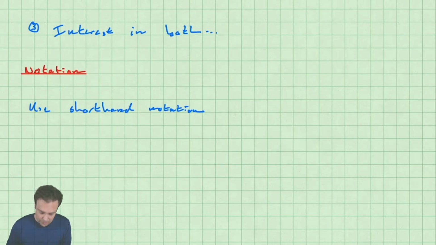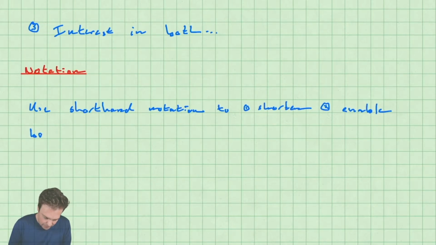Notation to do basically two things. One, to shorten things, and two, because equations would otherwise have been long, to enable both discrete and continuous.